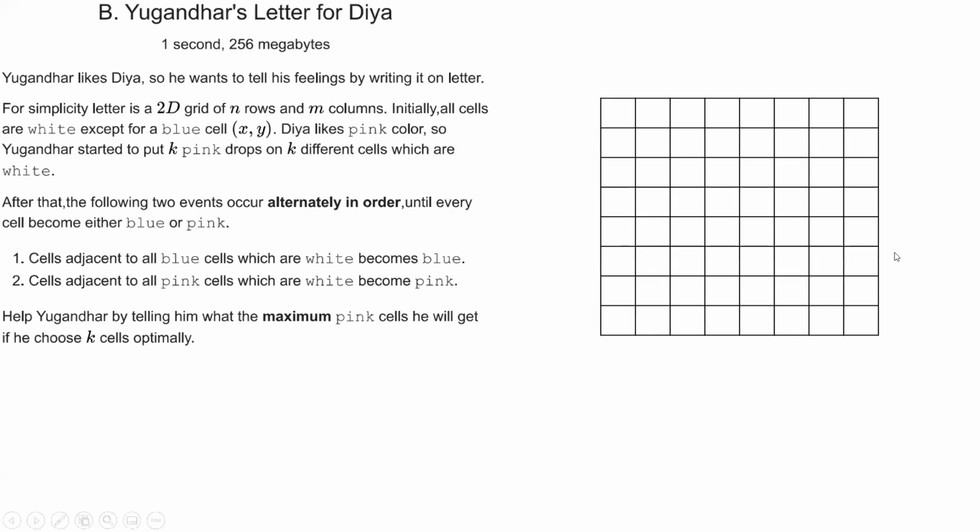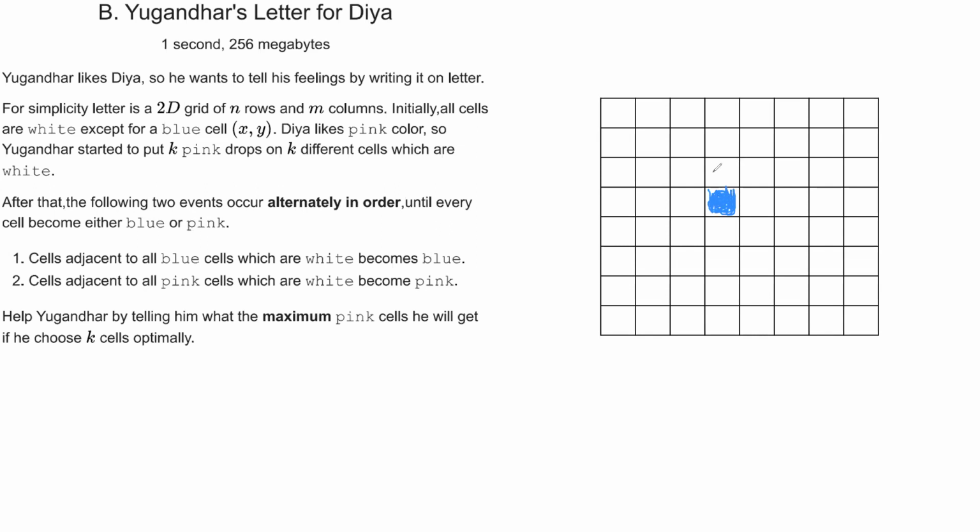In the second question, we have a blue cell somewhere, and now we need to decide in which way we can put pink color so that the maximum number of pink cells will be reached. Let's say that this is the blue cell. The question is where to place pink colored cells.